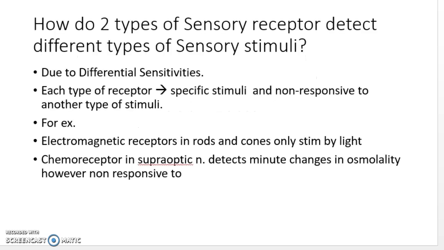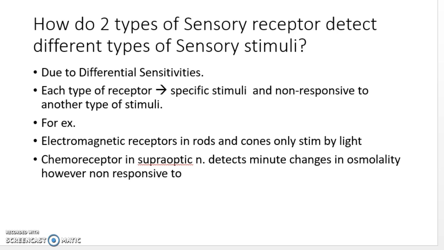So how do different types of receptors detect different types of stimuli? Well, the answer is simple. It's based upon differential sensitivities. Each type of receptor is responsive to a specific stimulus and is non-responsive to another type of stimulus.